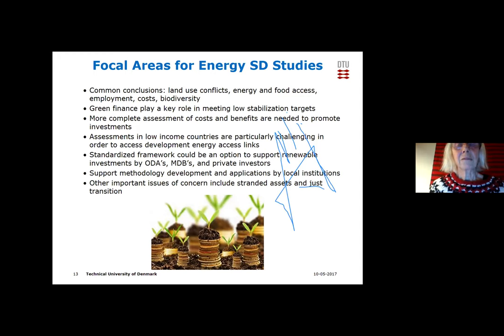But I think it has to be assessed as a supplement to energy modeling. So I would really like to see some more methodological development about how energy systems based on renewables can support sustainable development goals, because I think that's the only way it will really fly all around the world. And then I think I'll just again mention the issues of stranded assets and just transitions. Thank you. This was what I would like to share with you.